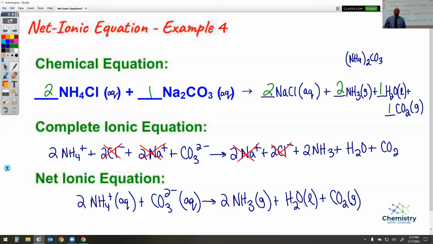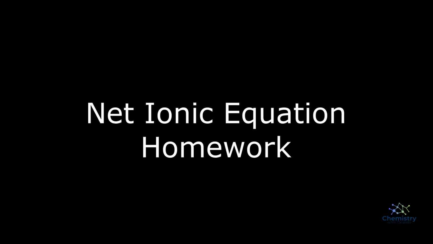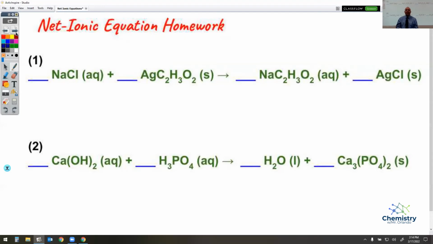Let's take a look at the homework assignment. Looking at the homework assignment, it is broken down into 3 separate sections. In the first section, you're given both reactants and products. You simply have to balance the equation, write a complete ionic equation, and then identify spectator ions, and finally write the net ionic equation. In the second section, you're asked to identify products first, then balance the equation, write a complete and net ionic equation.